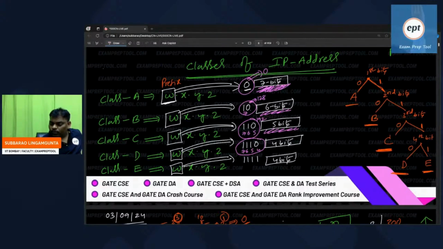192 plus 32. I think it is going to be 224. At 224, this is going to be 240.